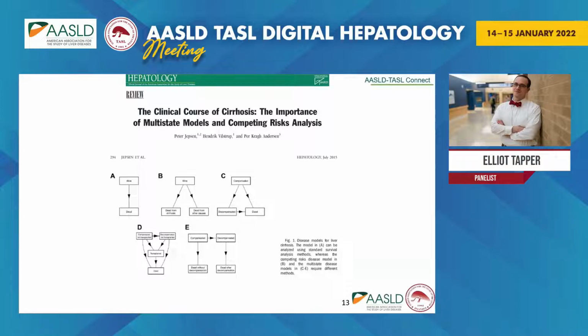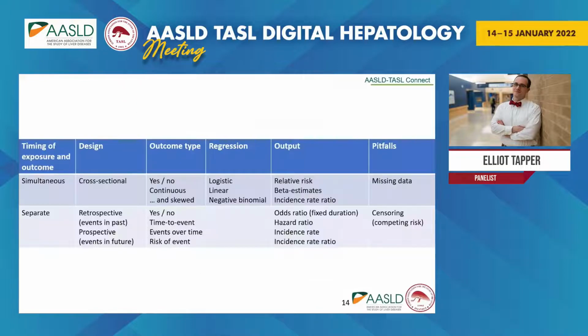And similarly, if you're interested in the risk of decompensation, then death due to something like heart disease before decompensation is a critical competing risk. So understanding those competing risks is essential. And if you're interested in data methods for handling this, I recommend this reference, now 6-7 years old, from Dr. Peter Jepsen from Denmark. So a couple of analytic strategies to consider.